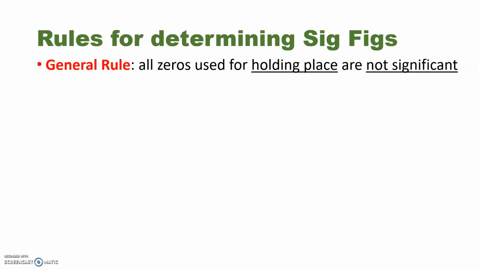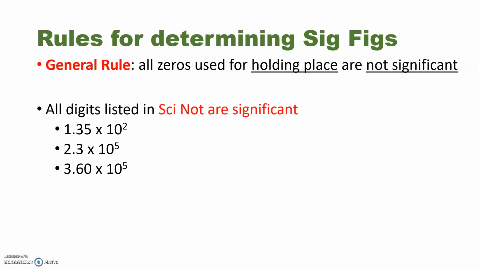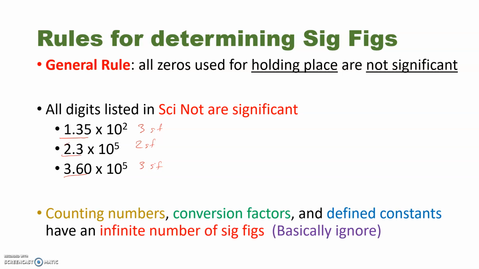So general rule, if it's a placeholder, it's not significant. And remember, all digits listed in scientific notation are significant. So 3 sig figs, 2 sig figs, and 3 sig figs. If it's scientific notation and you're counting sig figs, you should be happy on a test because they're about as easy as it gets. You just count them. The last rule is that counting numbers, conversion factors, and defined constants have an infinite number of sig figs. So you ignore them. When you do calculations, you don't have to worry about their sig figs.